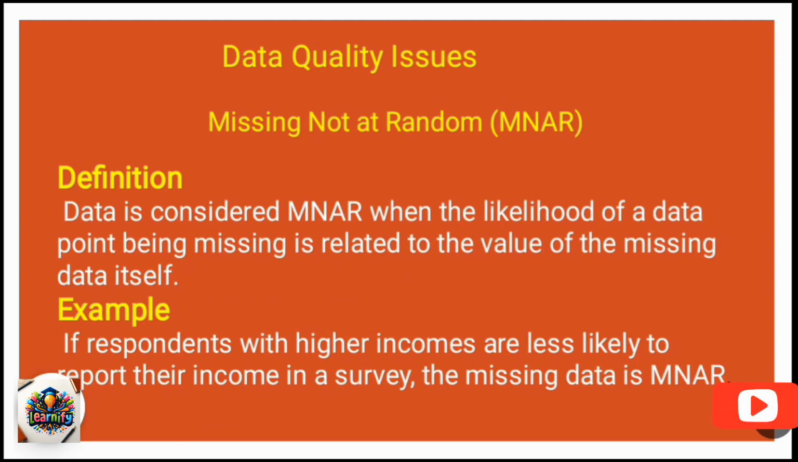Missing not at random. Data is considered missing not at random when the likelihood of a data point being missing is related to the value of the missing data itself. Example: if respondents with higher income are less likely to report their income in a survey, the data is missing not at random.